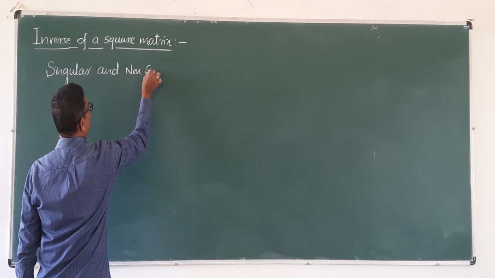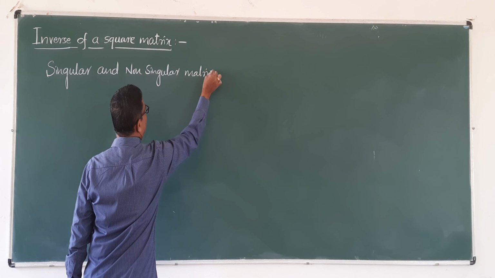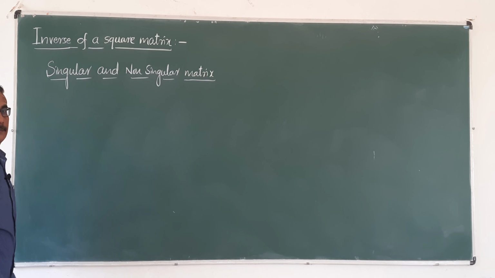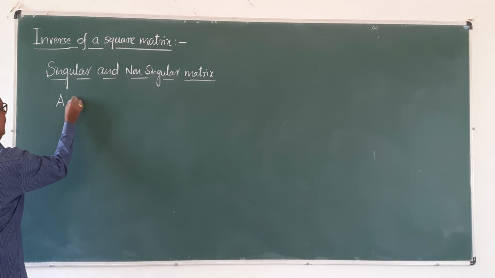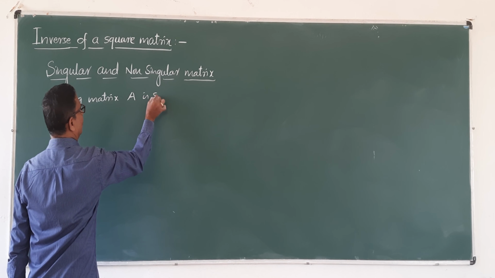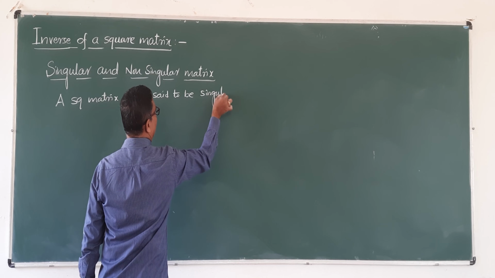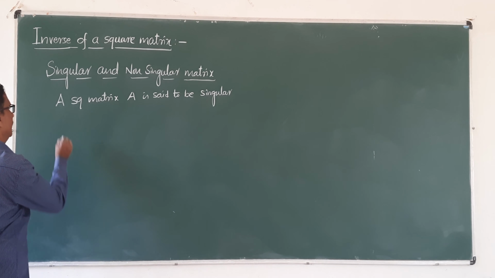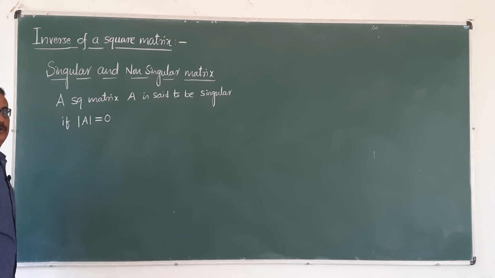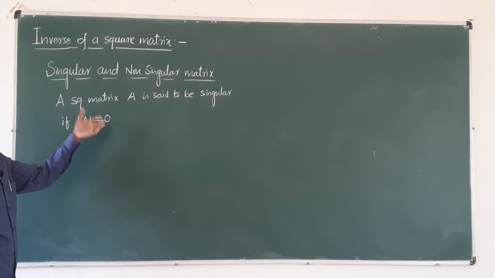Singular and non-singular square matrix. Now define singular matrix. Remember, a square matrix A is said to be singular if the condition determinant of A is equal to 0. A square matrix A is said to be singular, its determinant is always 0.